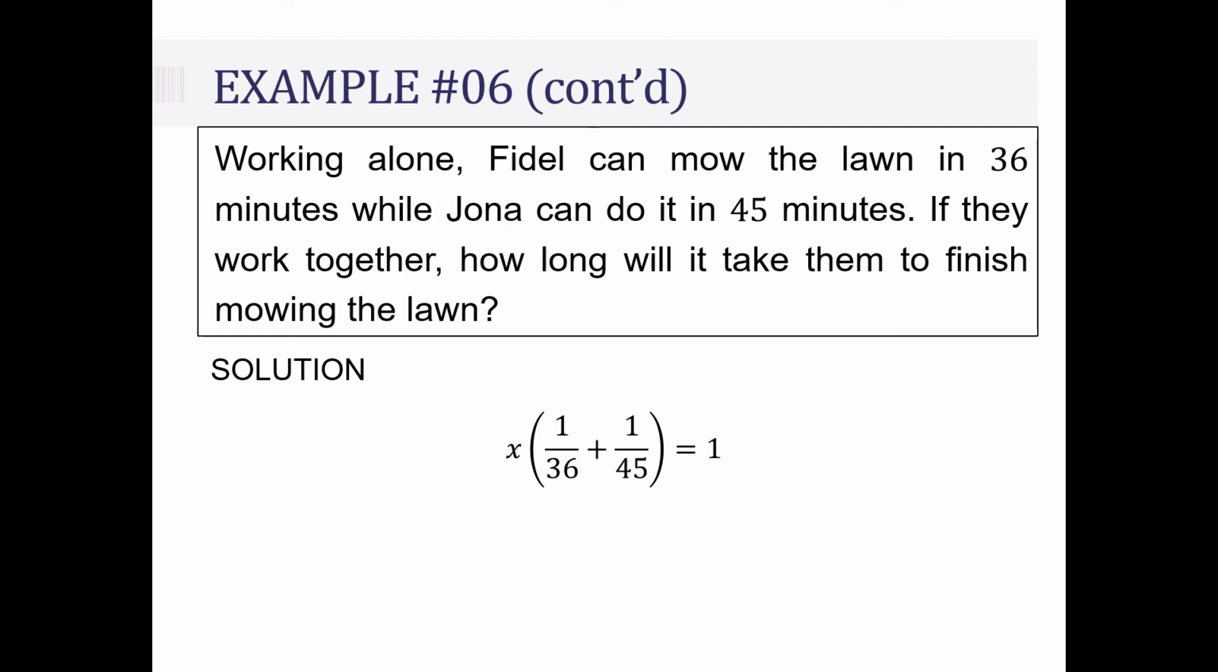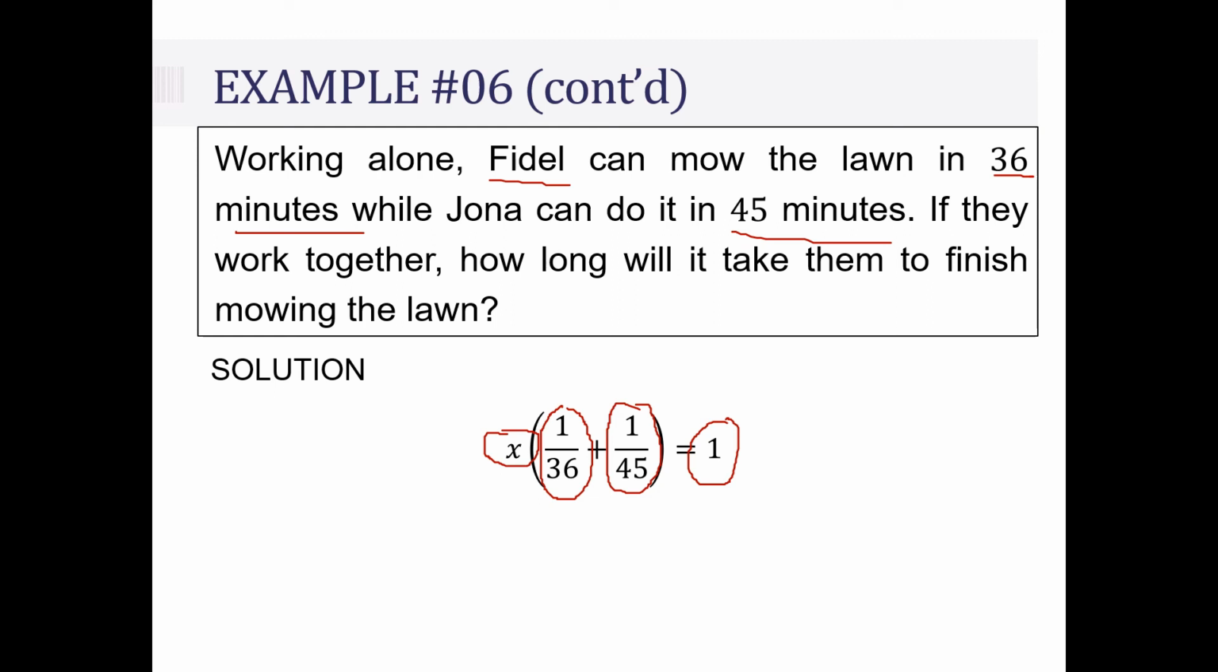So first, si Fidel, nag-work siya in 36 minutes alone. So one part of that is 1 over 36. While Jonah's part naman, since 45 minutes siya nag-work, then we have 1 over 45. So, part ni Fidel plus part ni Jonah times kung ilang oras sila nag-work together. Di ba hindi natin alam ilang oras sila nag-work together? And that is now equal to job completed.